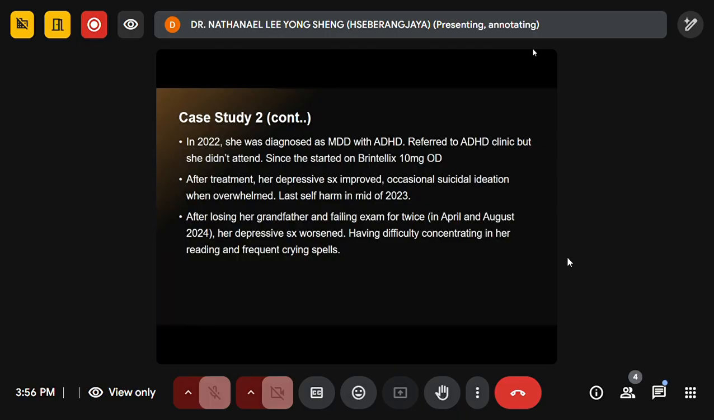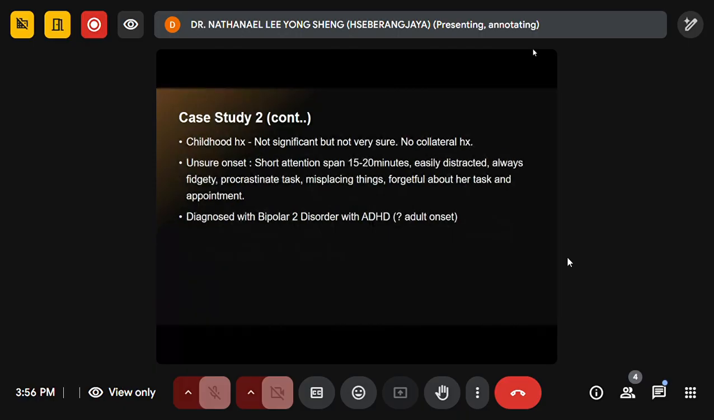However, after losing her grandfather and failing the exam twice, in April and August last year, her depressive symptoms worsened again, whereby she had difficulty concentrating in her reading and had frequent crying spells. From further questioning, she said her childhood history is not significant in a way that she is not sure, because she never heard from her mother any unusual history about her childhood, and she always comes alone. Hence, I'm not able to get any collateral history from any informant.